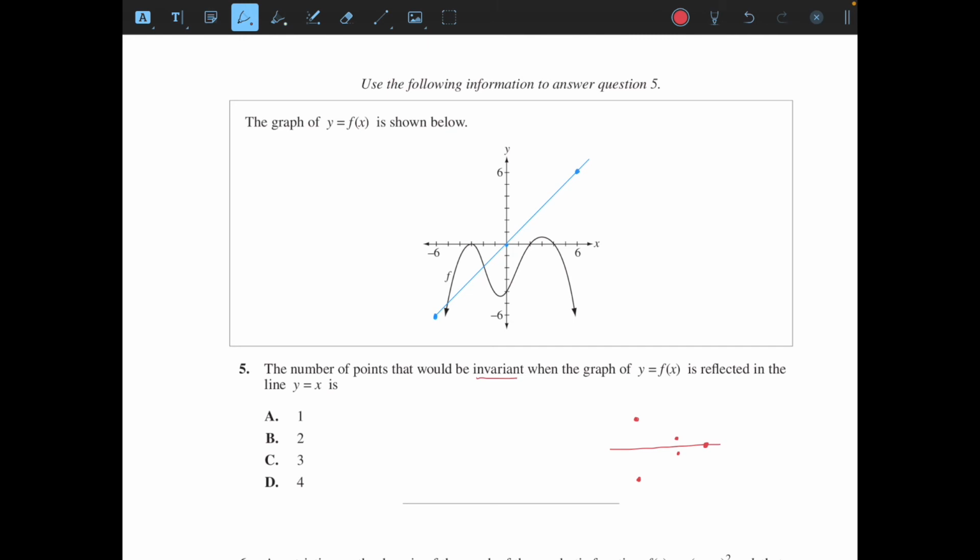So essentially, all this boils down to is how many times does this weird wiggle intersect with our line y equals x. And we can just look at it and see. So it's going to intersect right there. It's going to intersect right there. And that's it. So that's 2 intersections.